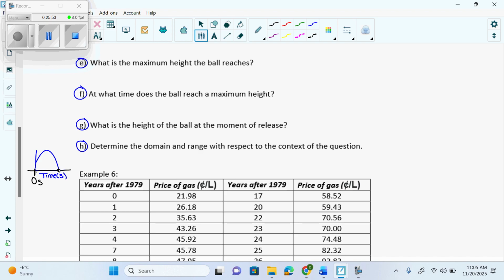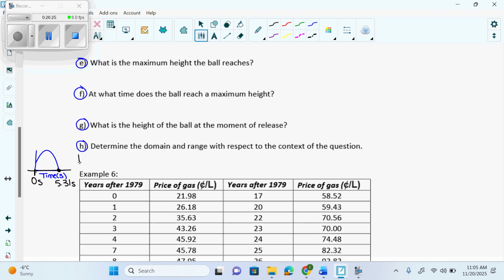So we're going to go second trace 5, and we're going to arrow till we're blinking near this intersection. And then just go enter, enter, enter. And I get 5.31. Did everyone do that? Because you should all be practicing it. So I got when it hit the ground, it was 5.31 seconds. Did everyone else get that? So then my domain is between 0 and 5.31.